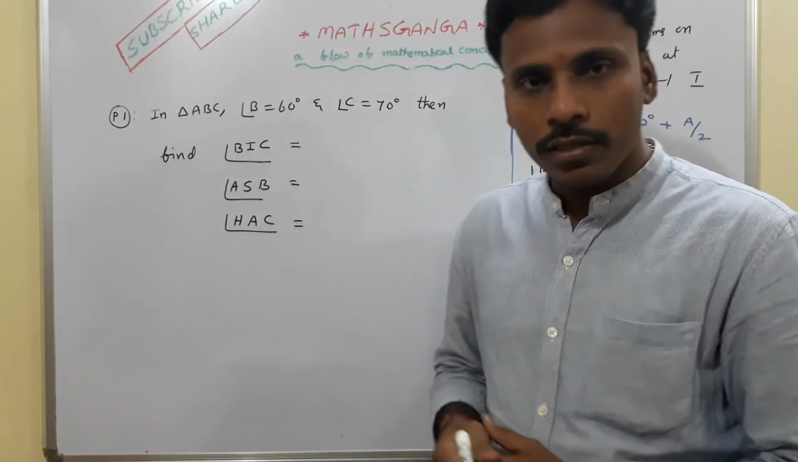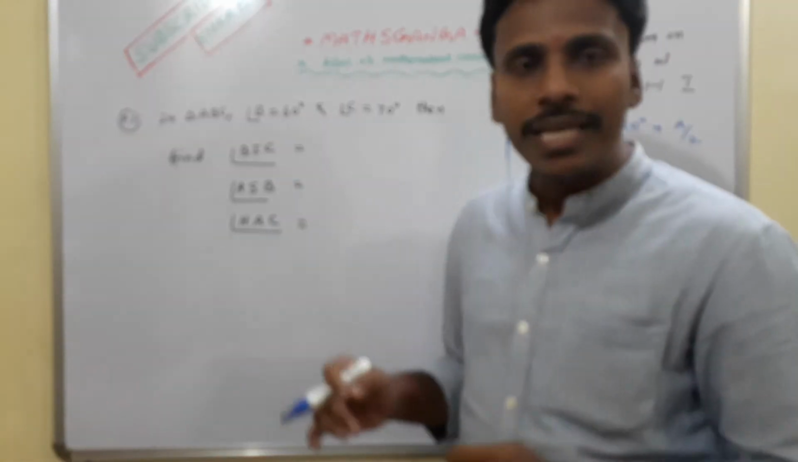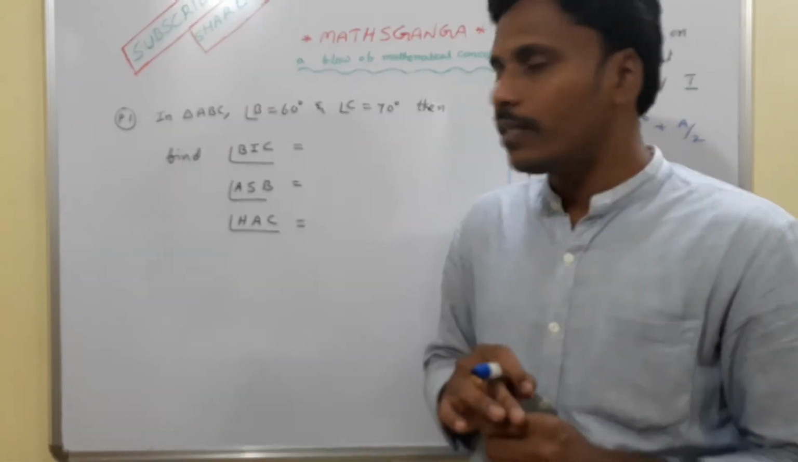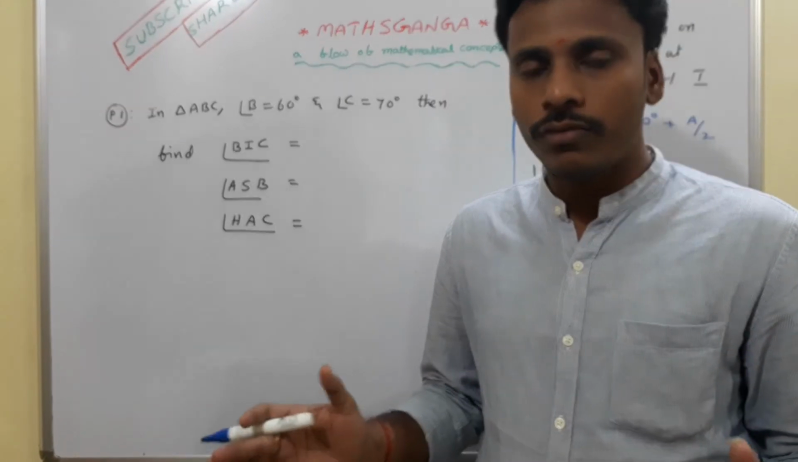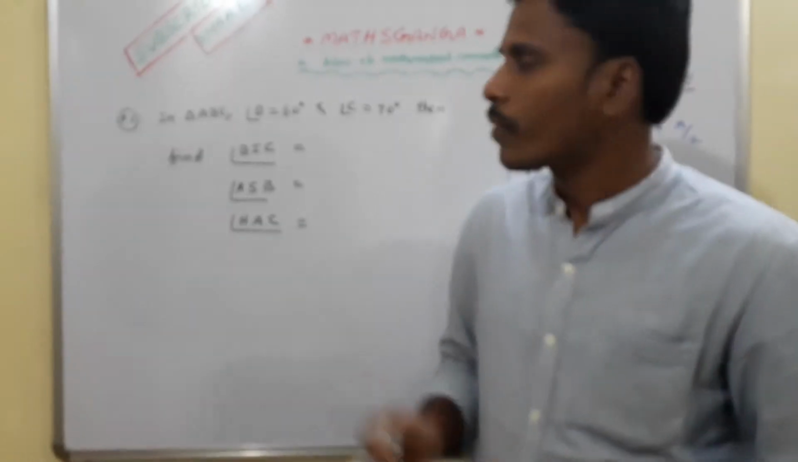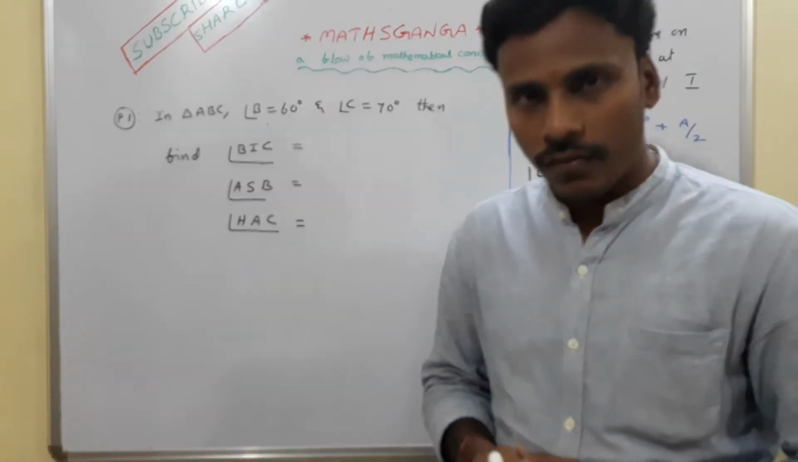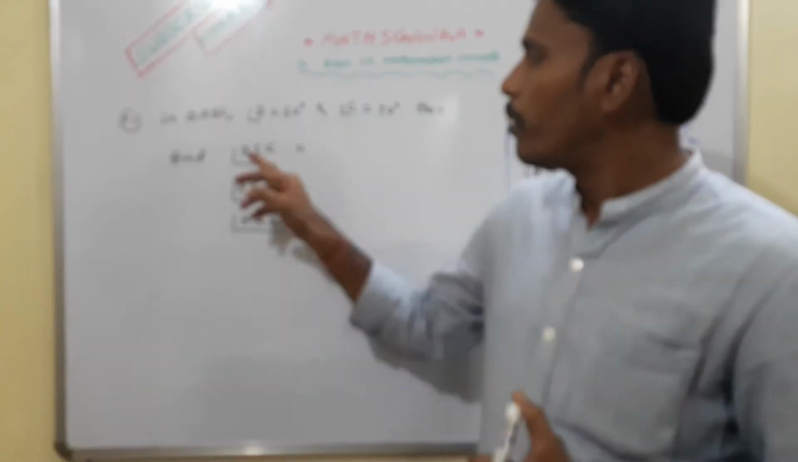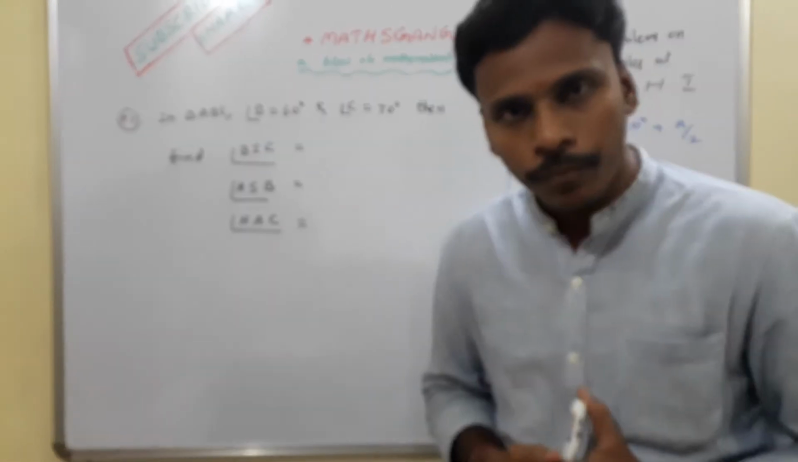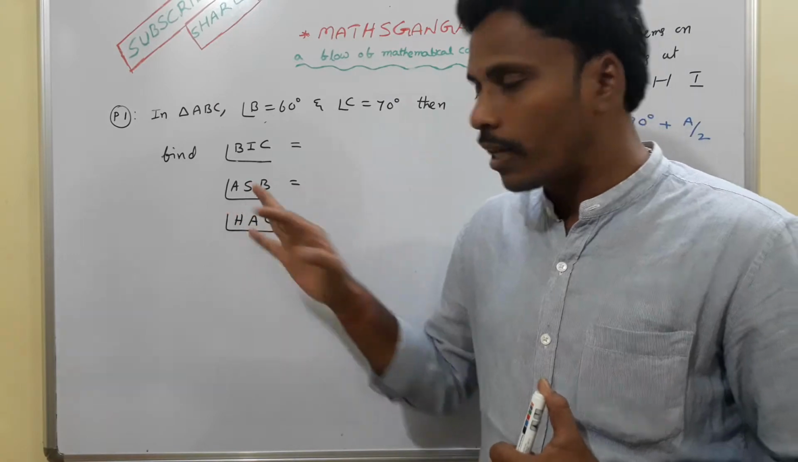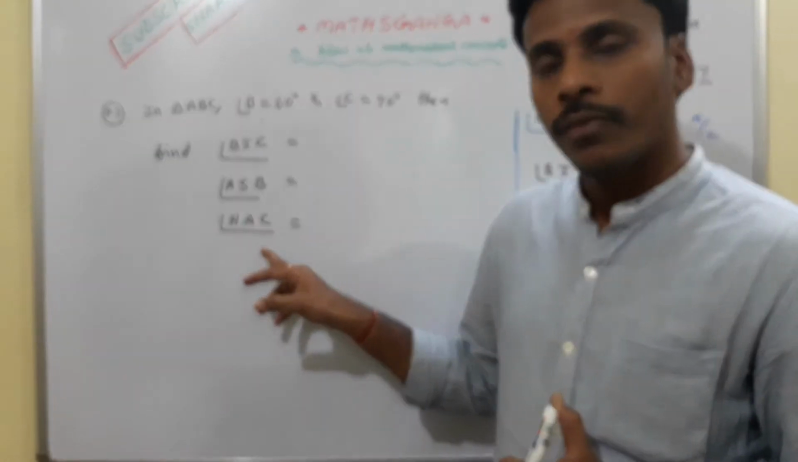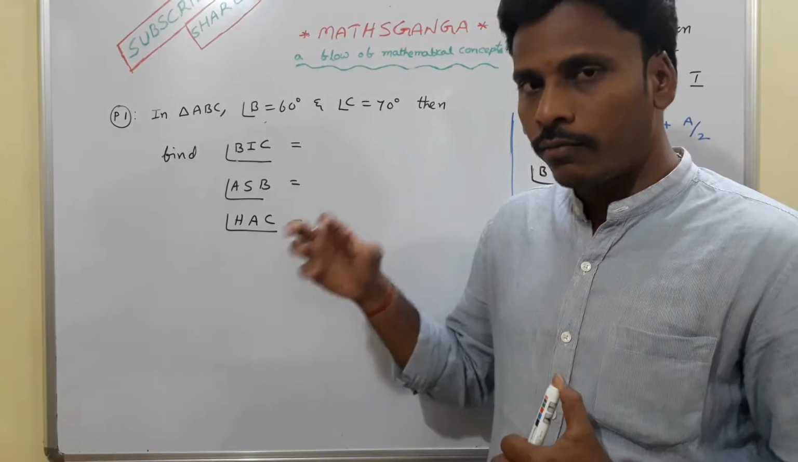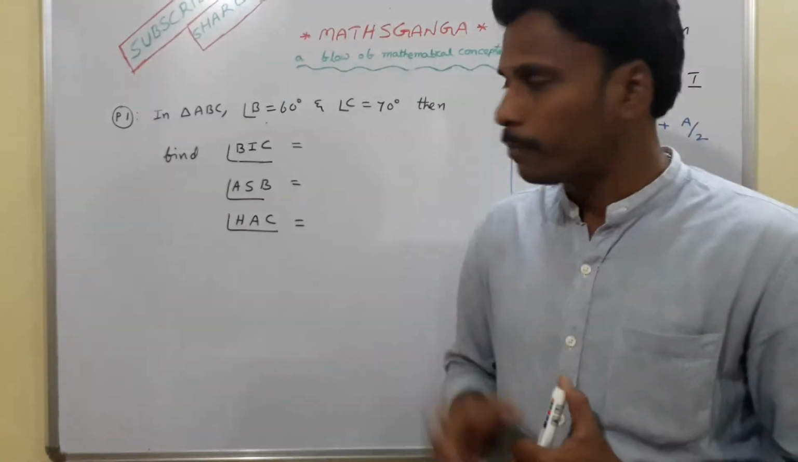I have a triangle ABC, and in this triangle angle B is 60 degrees and angle C is 70 degrees. We know that in a triangle we have three angles, three vertices, three sides. Two angles are given as 60 and 70, and we are asked to calculate the angle made by side BC at the incenter, the angle made by side AB at the circumcenter, and angle HAC. This is somewhat different, and we are going to observe the diagram also for that.